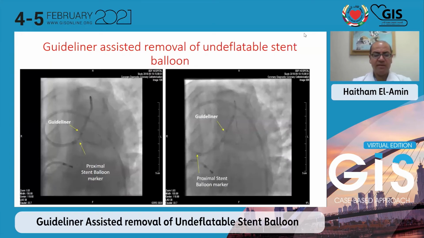And I'll show you this. This is just still images. On the left, you actually see the first arrow shows you the tip of the guideliner as it just entered into the stent, and the proximal stent marker, which you see just before that. And then, as we were able to forcefully pull the balloon out, you actually see that the guideliner remained in place while the proximal stent marker was pulled out, and we were able to successfully remove this really long balloon.